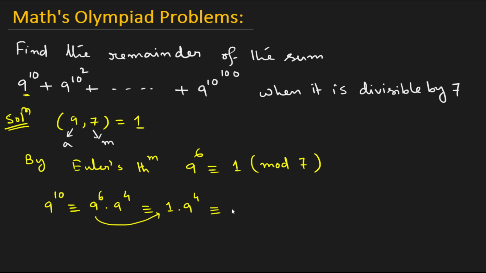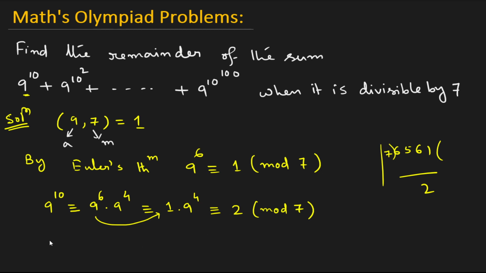so 9 to the power 4. If we calculate 9 to the power 4, how much is it? 6561. Okay, 9 to the power 4. If we divide this by 7, after dividing you will see that 2 will be the remainder. So when we divide 9 to the power 4 by 7, 2 is the remainder, modulo 7. You can simplify it. You can write 3 to the power 8. Like this also you can go.